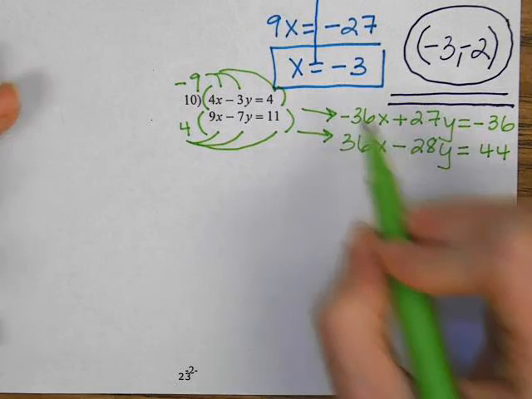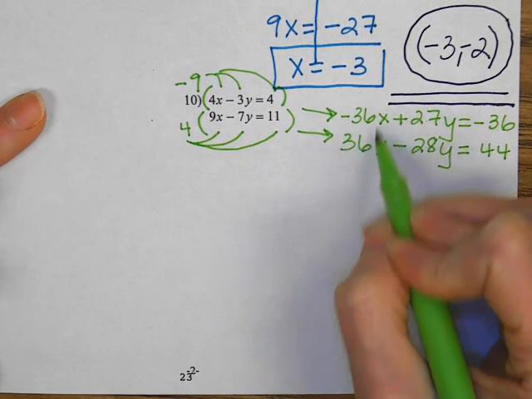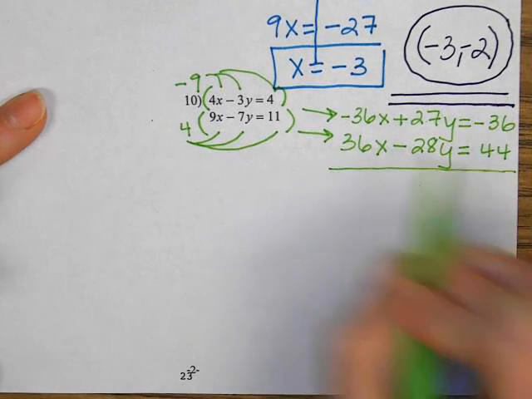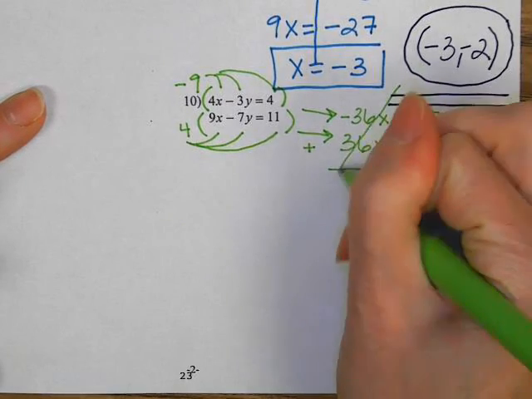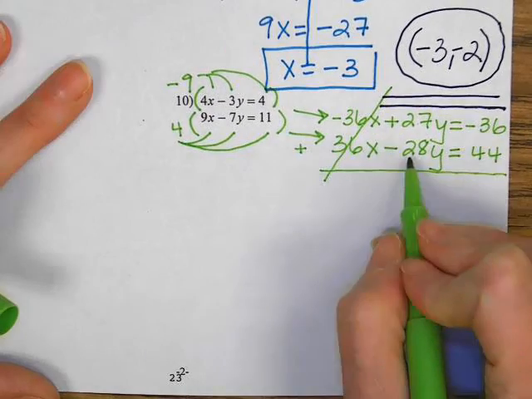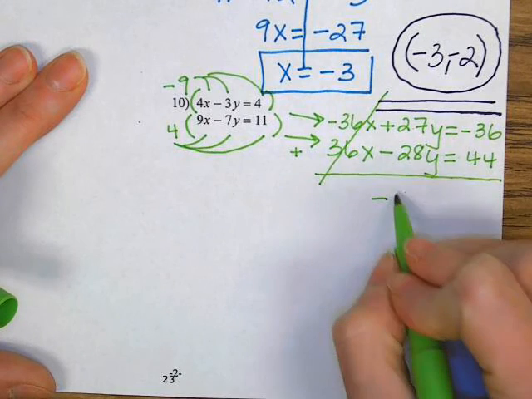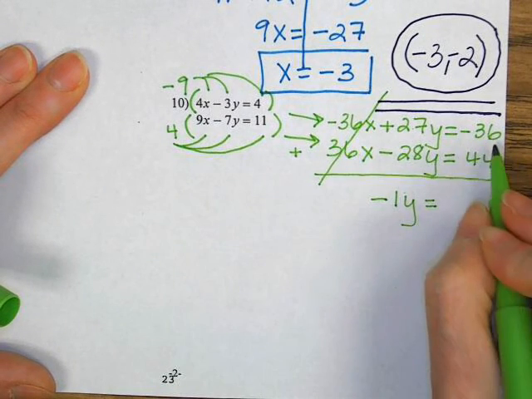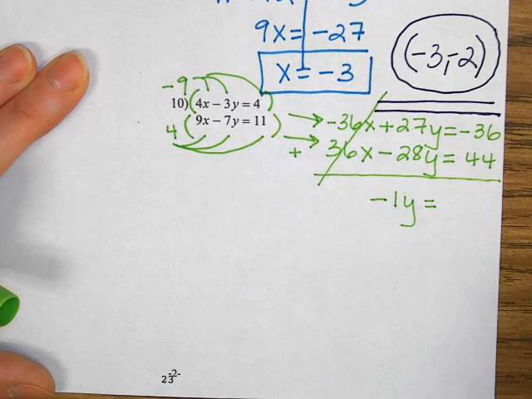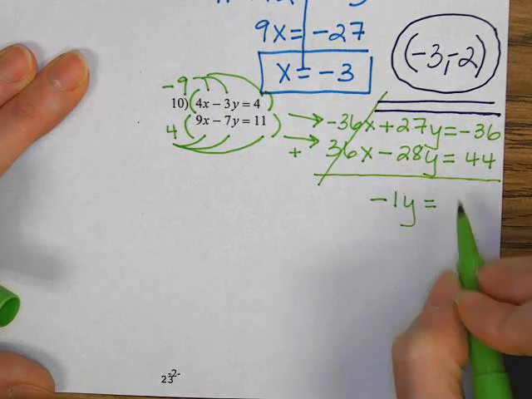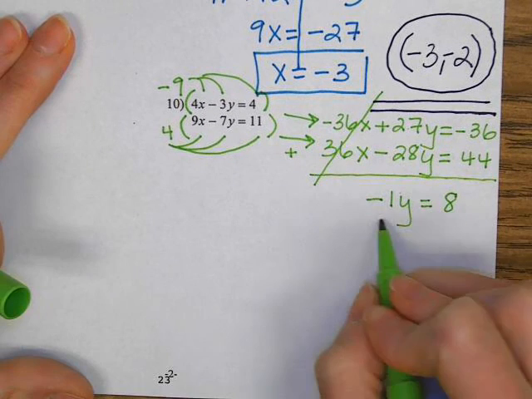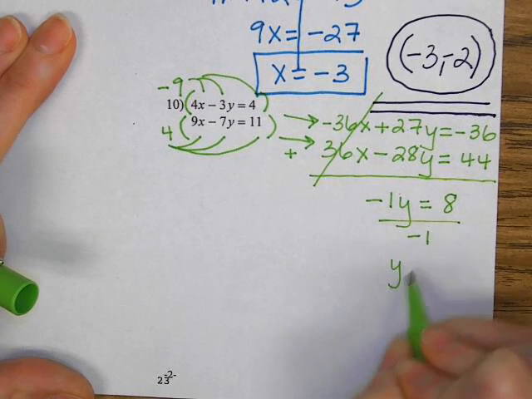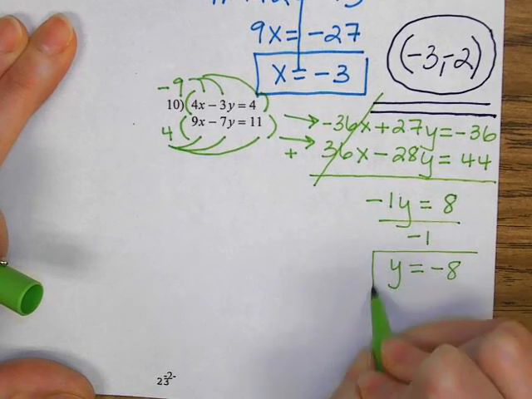And then I hope you guys see that the x's are exact opposites, so we're ready to add going down because they're going to cancel. So 36 and negative 36 cancel. 27 plus negative 28y is negative 1y. And negative 36 plus 44 is, I think that's 8. And then if you divide both sides by negative 1, looks like y is going to be negative 8.